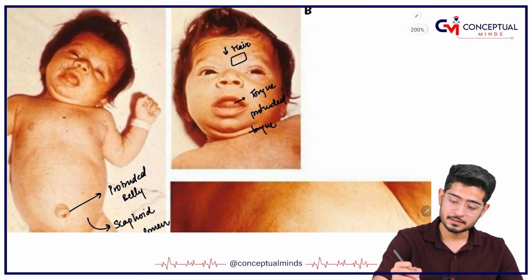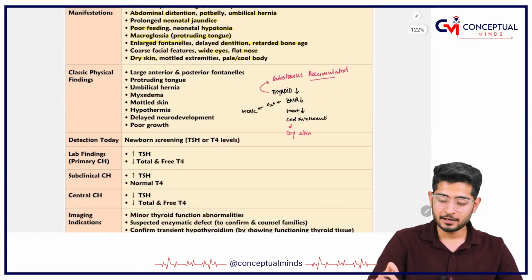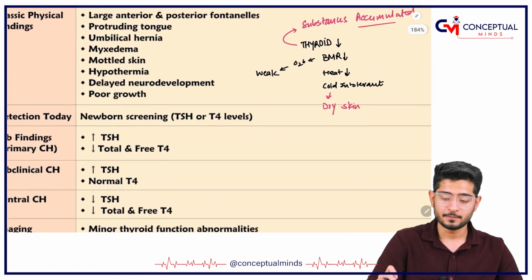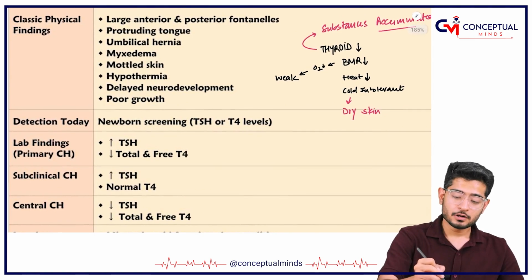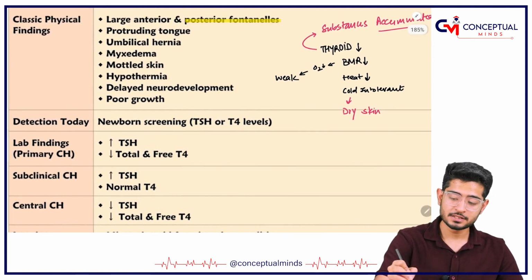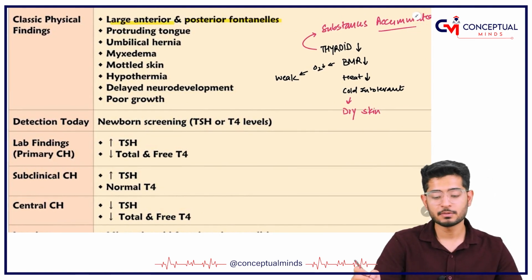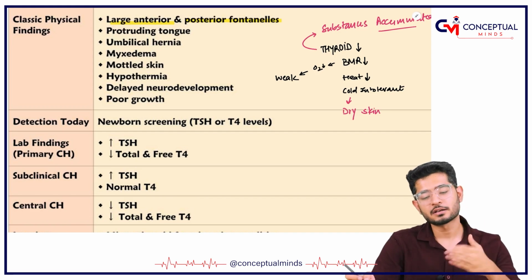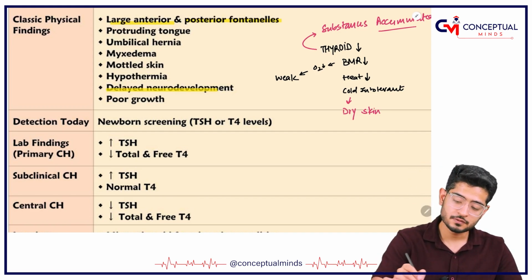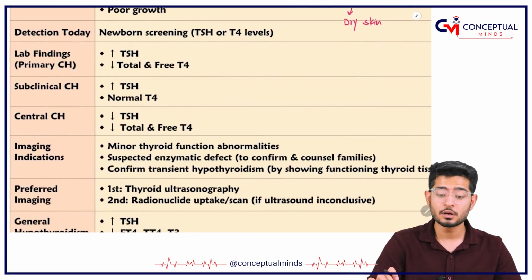Can you see these eyes are wide, the nose is flat. So flat nose and wide eyes will be there. Of course, the important thing, the bulging fontanelles will be there. Rest all the things I have told you, just for your revision, neurodevelopment is also hampered.